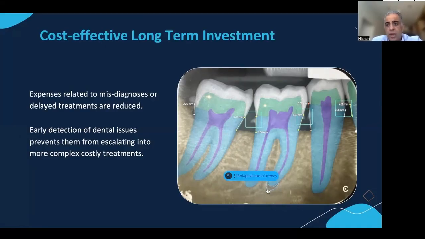Or if you've not seen it on your own X-rays, that lesion progresses into something more, a larger restoration, for argument's sake. It saves the patient time and money, and also gives you more time to focus on other aspects. The patient isn't coming back for more treatment or more lengthy treatment.